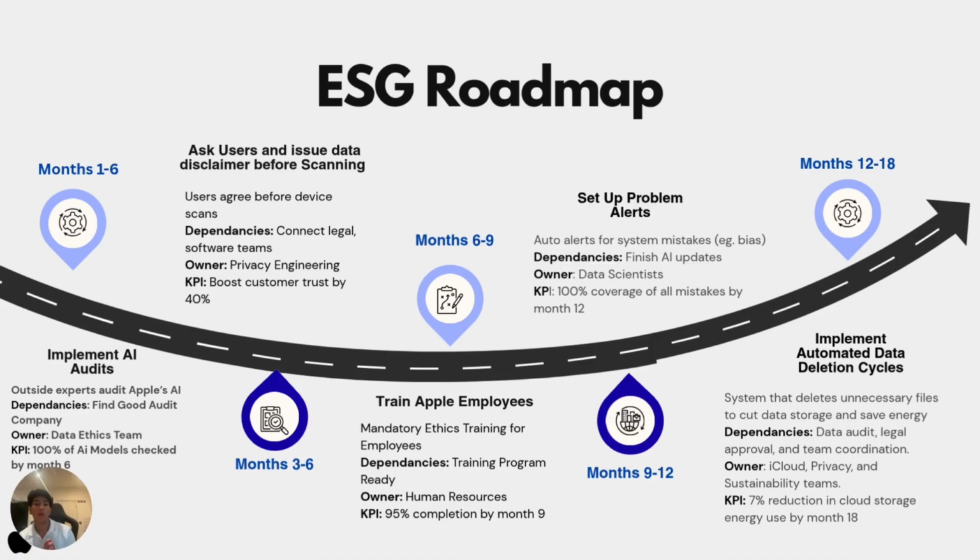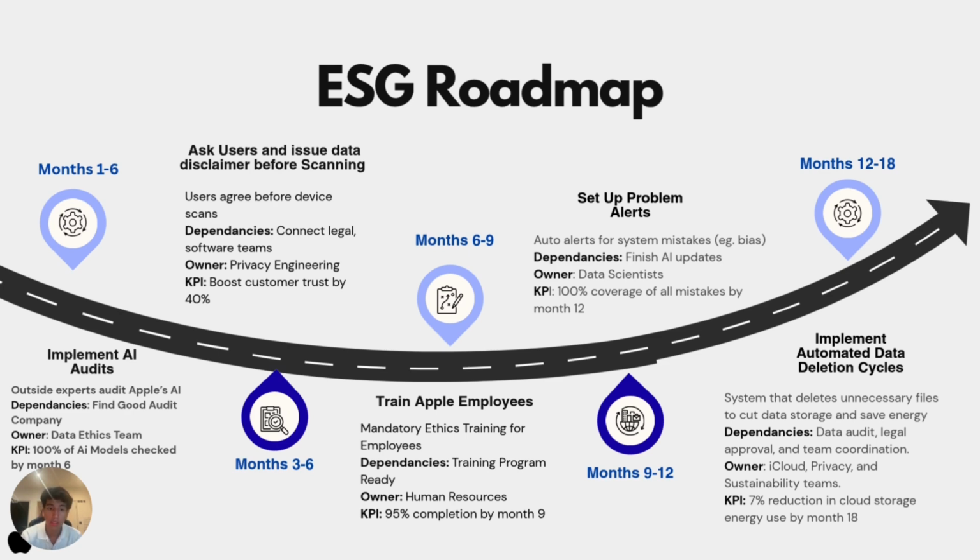So, after hearing our recommendations, we implemented that into our ESG roadmap, starting off with months 1 through 6. This is where we implement our AI audits. This will be carried out by our data ethics team, and our target for this is 100% of our AI models checked by month 6. Next, we have our clear opt in, which is where we ask users and issue data disclaimers before scanning. This will be carried out by our privacy engineering team. Our target for this is to boost customer trust by 40% in months 3 to 6.